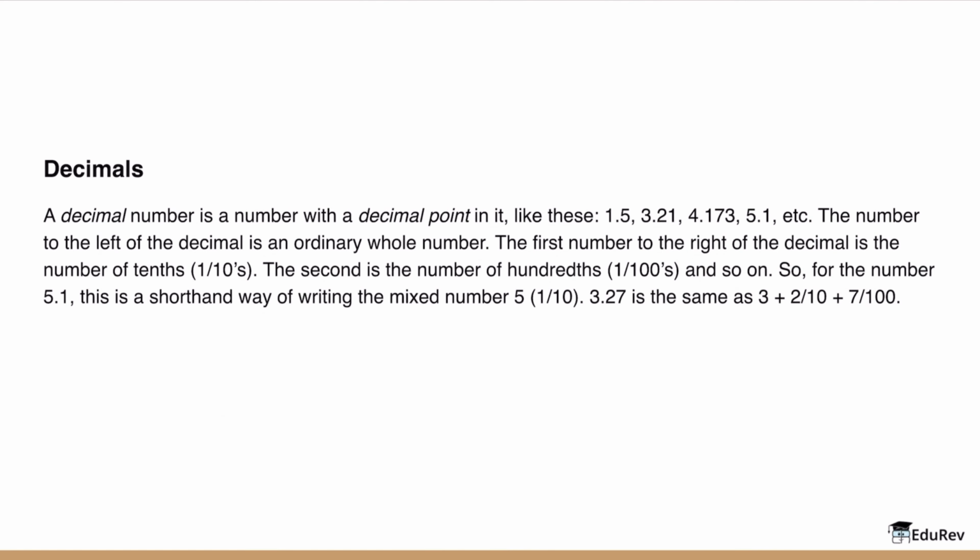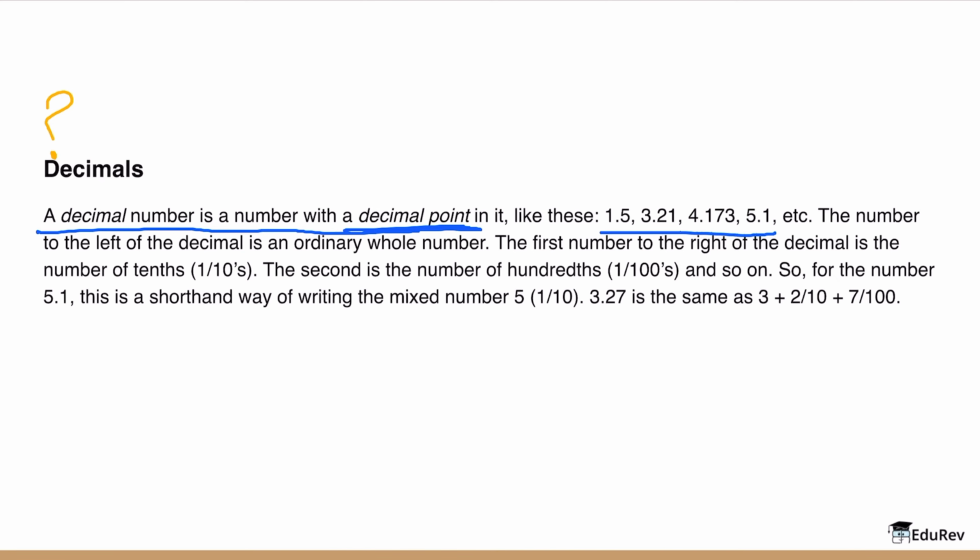Now we are going to study what decimals are. When I come to decimal, what comes into my mind? Obviously a point. So what is a decimal? A decimal number is a number with a decimal point in it. So any number which has a decimal point in it is a decimal. Like I have given some examples here, that is 1.5, 3.21, 4.173, 5.1, etc.